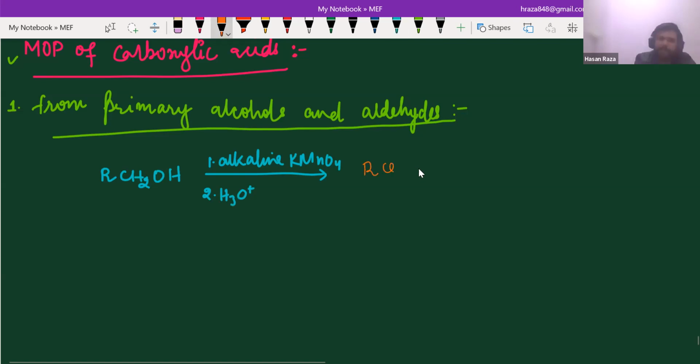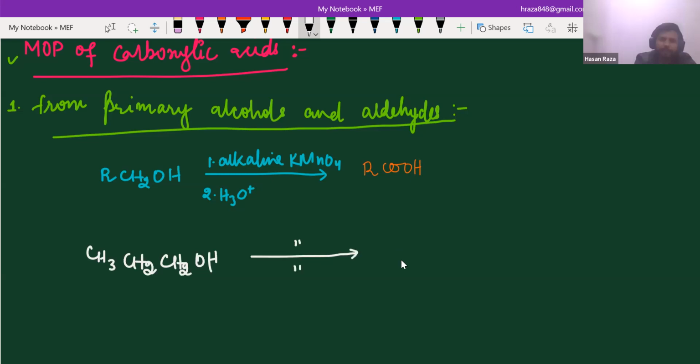Let's take an example to understand this situation. CH3CH2CH2OH, a primary alcohol, which is propanol. This will be directly converted into a carboxylic acid which contains 3 carbons, that means propanoic acid. So it will be oxidized to CH3CH2COOH. Hydrogen will be removed, oxygen will be added. That is oxidation. Is that clear?